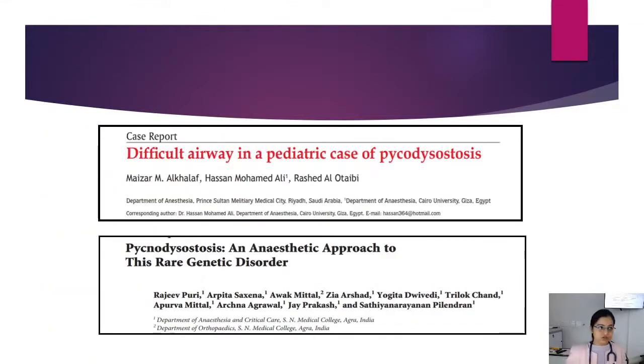Since it is a rare autosomal recessive disorder, there are no randomized control trials or large studies on this. Only a few case reports have been documented. In the first case, Mazur et al. reported a 5-year-old child with pycnodysostosis who was operated for fracture shaft of femur under general anesthesia with a difficult airway, which was managed with a video laryngoscope. In the second case, Puri et al. reported pycnodysostosis in an adult female patient, which was successfully operated under spinal anesthesia.